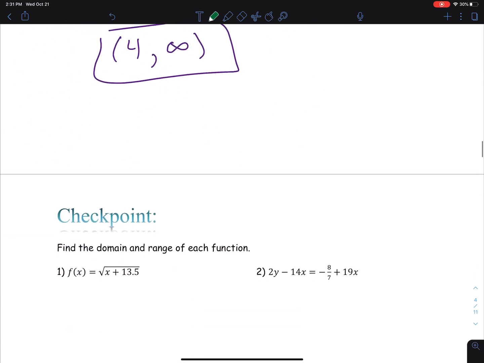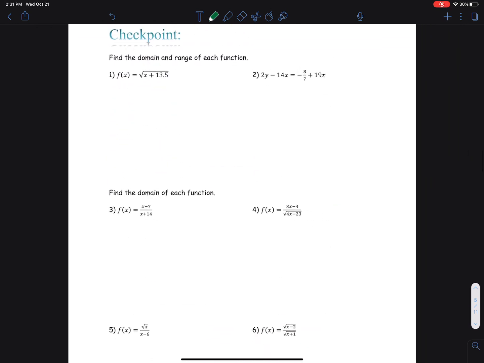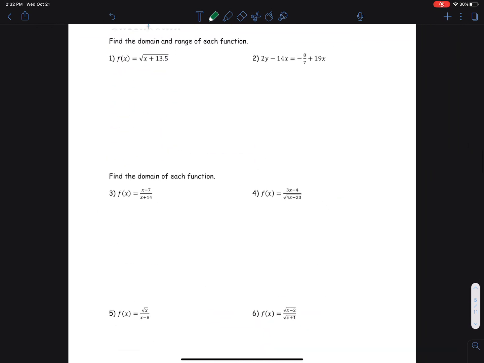So we just have the checkpoint after this. There's 6 functions here, or 6 relations, that I want you guys to find the domain and range of 1 and 2, and then find the domain of 3, 4, 5, and 6. Pause the video. This takes some time. Take 10 to 15 minutes. No rush on this. And then play it once you're done, and we'll go over it.